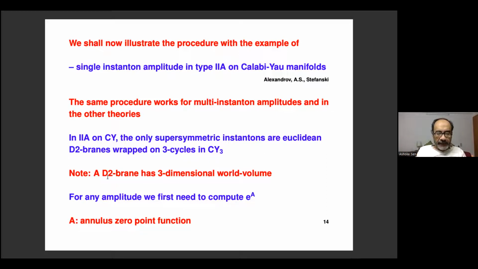So as I said, the first task for computing any amplitude is e to the A, because this multiplies any amplitude. Just like e to the minus c over gs is a universal factor, e to the A is also a universal factor, because you can always add an arbitrary amount of annulus for any amplitude. So this is what you have to compute first. And once you have computed this, you can use the same result for any amplitude induced by this instanton, supersymmetric, non-supersymmetric, it doesn't matter.